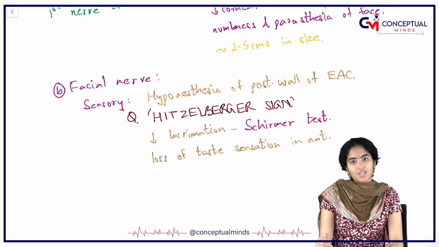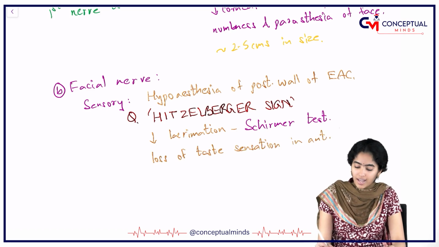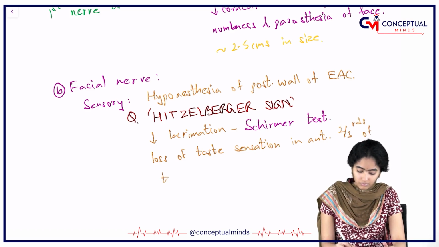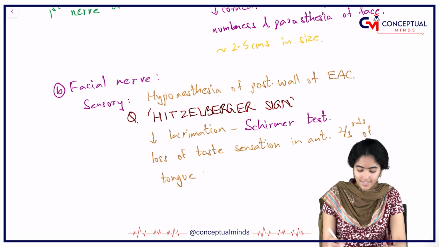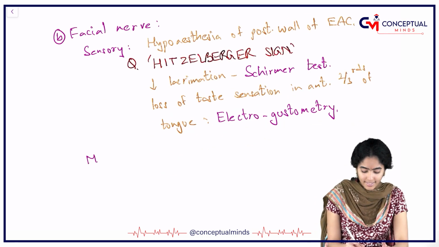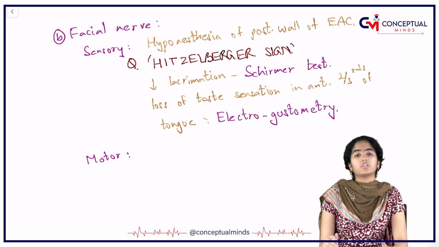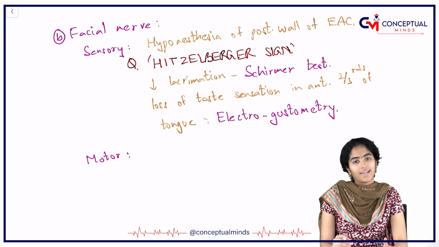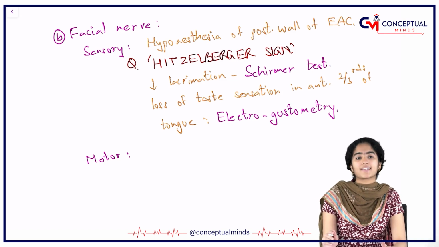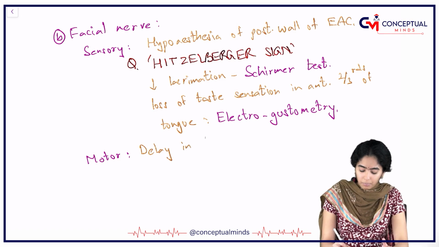Next, there is loss of taste sensation in the anterior 2/3 of tongue. And how can we test this? By doing electrogustometry. After the sensory part, slowly the motor part of facial nerve also gets affected. And how does this manifest? It manifests as delay in blink reflex.